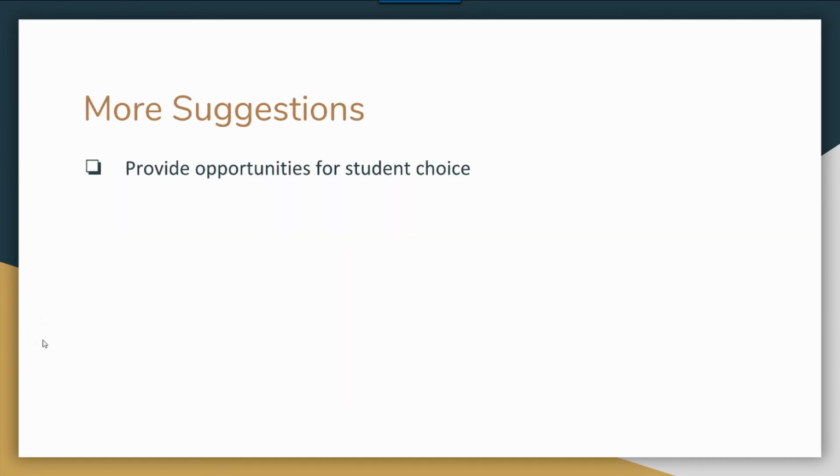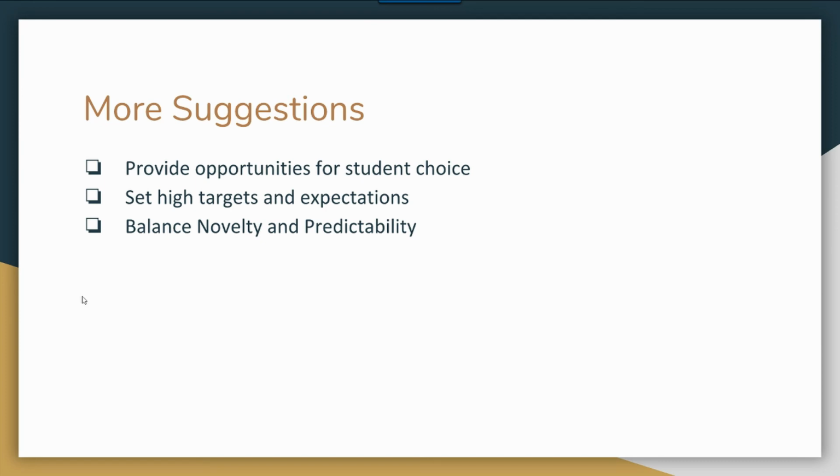Provide opportunities for student choice. Instead of having one assignment that everybody has to do, have three, and they get to choose. When students feel empowered by having choice in their activities, they do better. And I couldn't stress more strongly, this includes summative assessments. Set high targets and expectations. That gets to that challenge. Balance novelty and predictability. And prepare the student for a summative assessment.